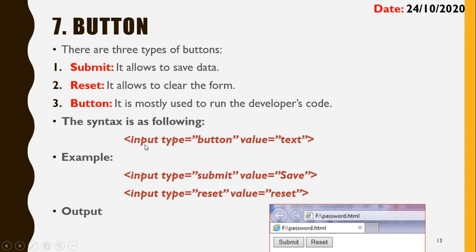The syntax is like that. Input type equal to button. If you are using a button, then you have to write button. If you are using reset, then you have to write type equal to reset. If you are using submit, then you have to write submit. The value equal to text. You can write anything here. So look at this example. Input type is equal to submit, and value is equal to save. And type equal to reset and value is equal to reset. Look, this is the example. The first one is submit and the second one is reset.